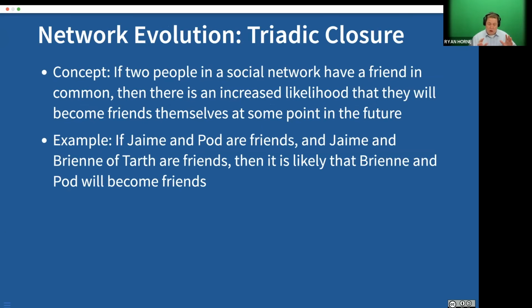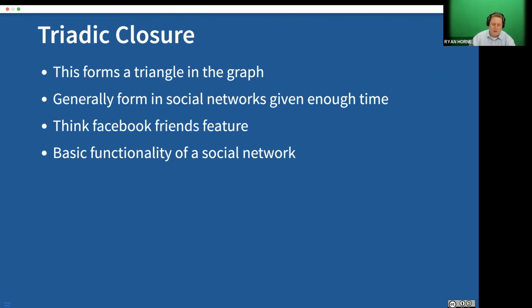And this is an extremely important idea, this triadic closure. The idea is that if you have two people in a social network or concepts or whatever, and they have a common node, so a common link, there's a likelihood that they'll be connected in the future. So again, to Game of Thrones, if Jaime and Pod start out as friends, and Jaime and Brienne of Tarth are friends, it's likely that Brienne and Pod will become friends, which actually kind of happened. This forms what we call triangles on the graph, right, of 3 different nodes.